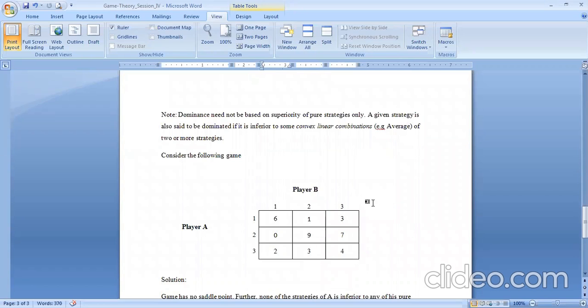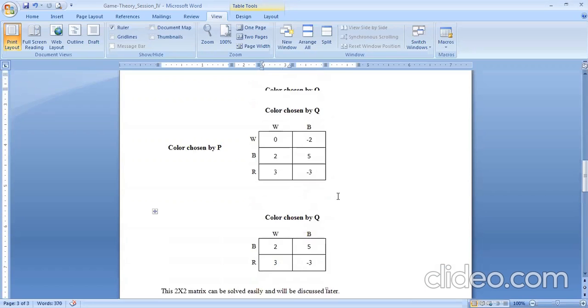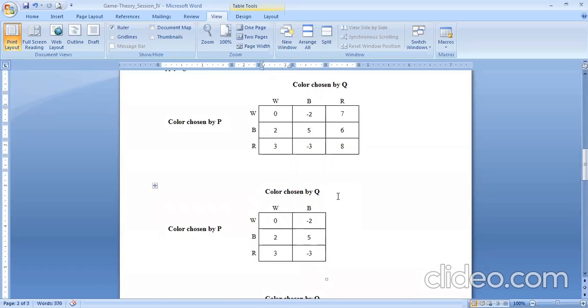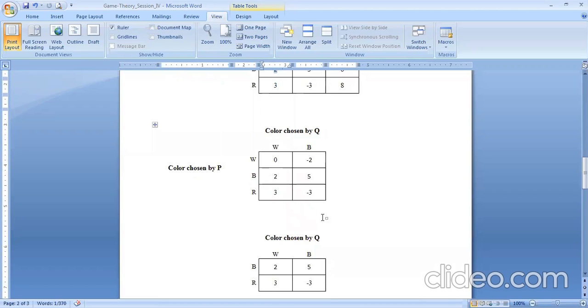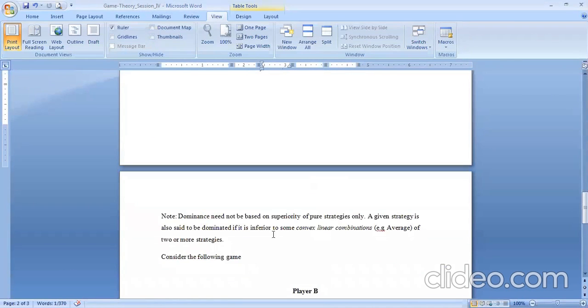So I was telling you that when we applied the dominance rule for eliminating some of the rows and columns, we have seen only the comparison between the payoffs with the corresponding payoffs in the other row and other column. But sometimes dominance need not be based on superiority of pure strategies only. A given strategy is also said to be dominated if it is inferior to some convex linear combination, that is the average, of 2 or more strategies.